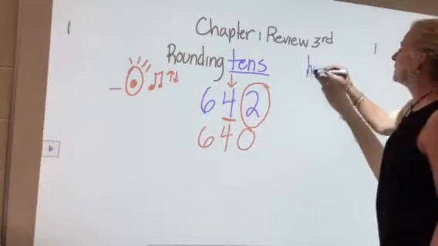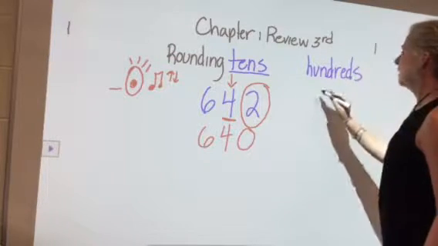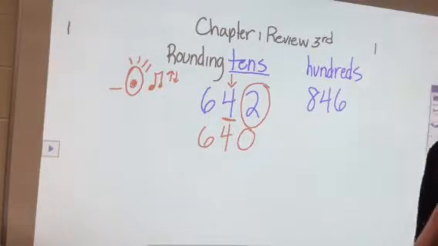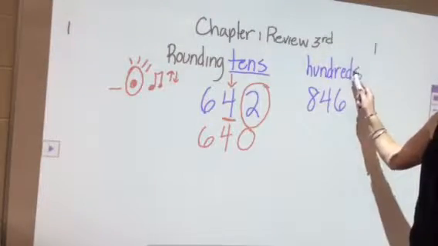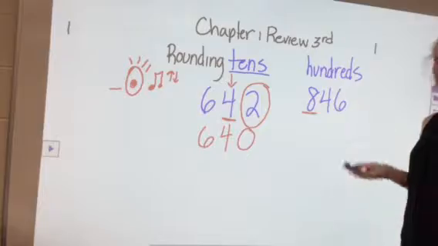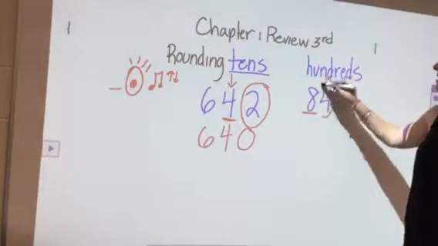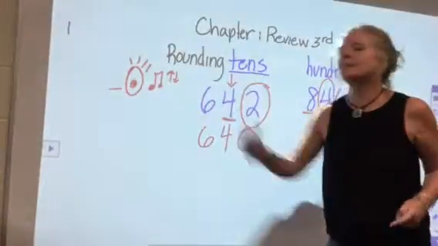Now I can round to the nearest hundreds. What's my first step? Let's check. I have to underline. I'm rounding to the nearest hundreds. Ones, tens, hundreds. What's my next step? I need to look at something, right? So I'm going to circle the digit next to it. Circle the 4. In my head, I'm going to sing.